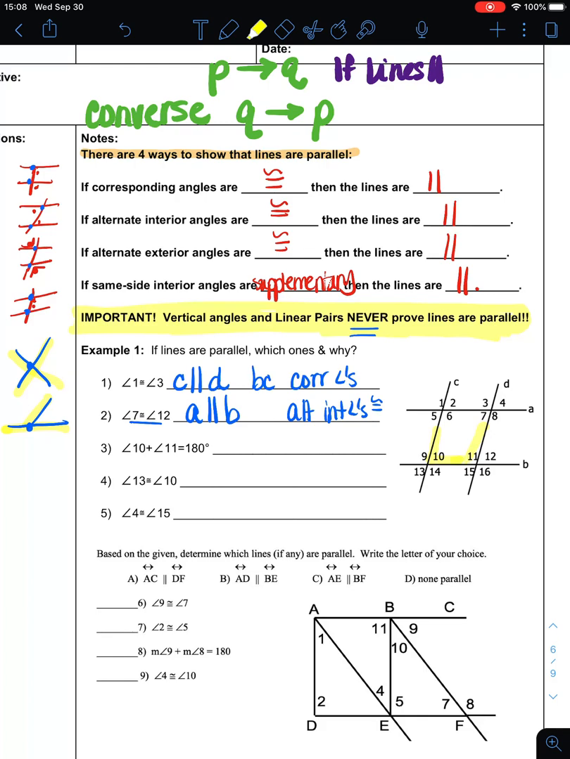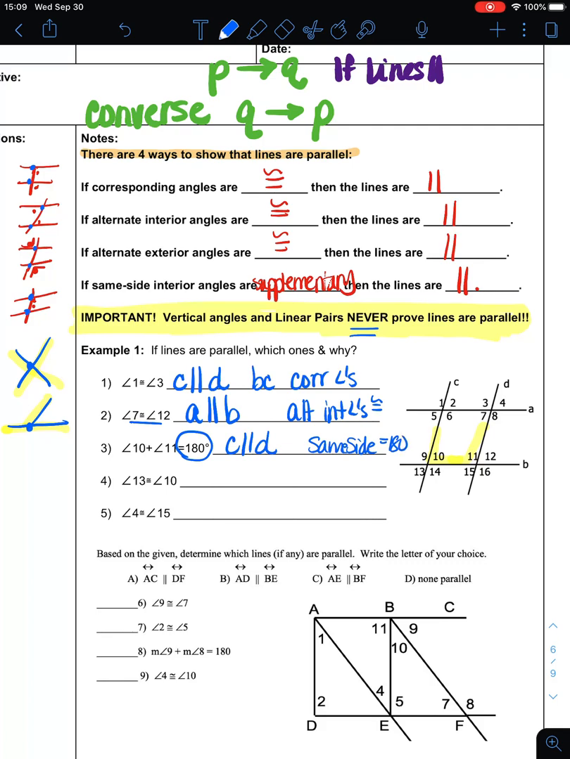So let's look at 10 and 11. I have angle 10 and angle 11, and I notice that they are same side interior angles. This says that if same side interior angles are supplementary, which they are, then those lines must be parallel. So which lines? Look for the 2 that are going the same direction. So C is parallel to D because they are same side interior angles and they are supplementary.